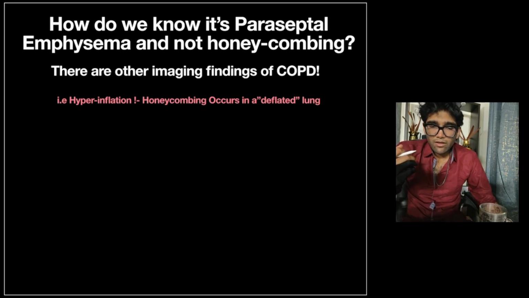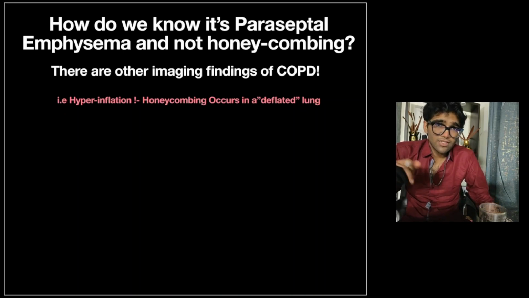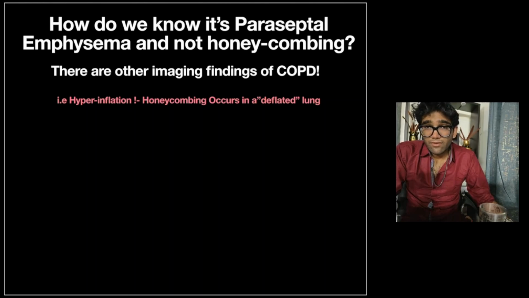Now, paraseptal emphysema also is in a subpleural distribution. They are also air-filled cavities. Their wall is by definition not perceptible, but when multiple cavities are right next to each other, the wall may become perceptible because you've got air on either side. So how do you differentiate it?